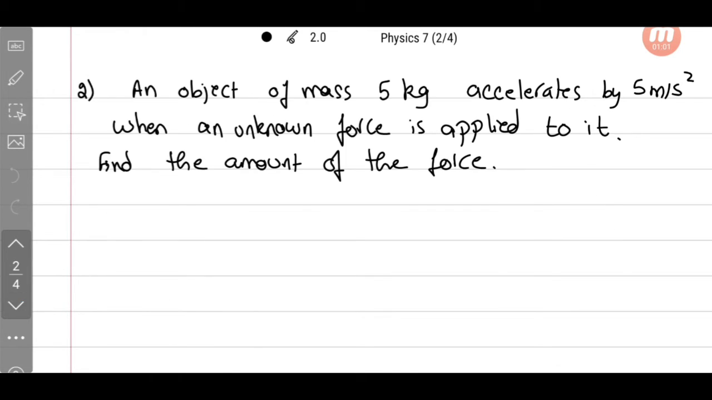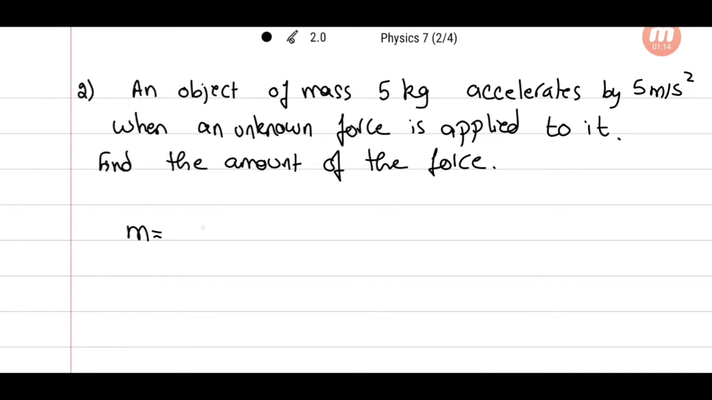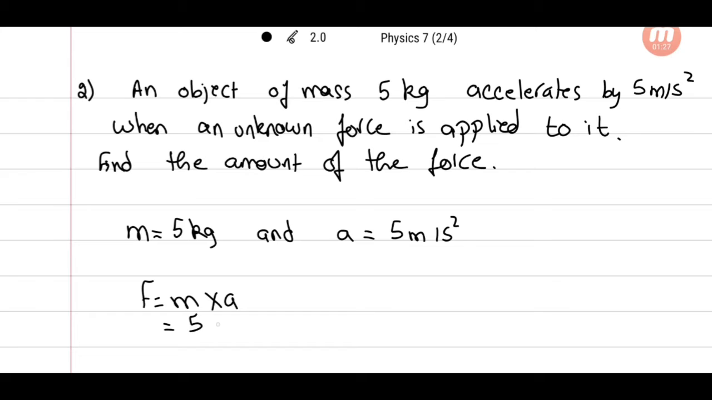Let's take another example. An object of mass 5 kilograms accelerates by 5 meters per second squared, and I need to find the force. So the mass is equal to 5 kilograms, and acceleration a is equal to 5 meters per second squared. So F is equal to m times a, which equals 5 times 5, equal to 25 newtons. Don't forget F equals ma.